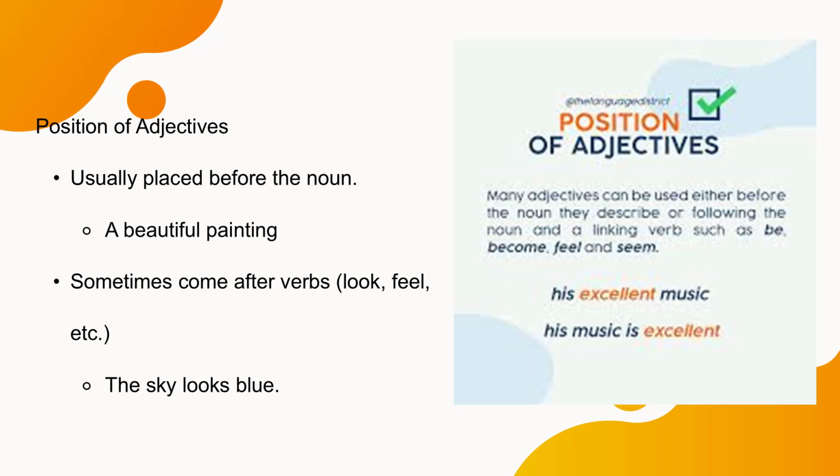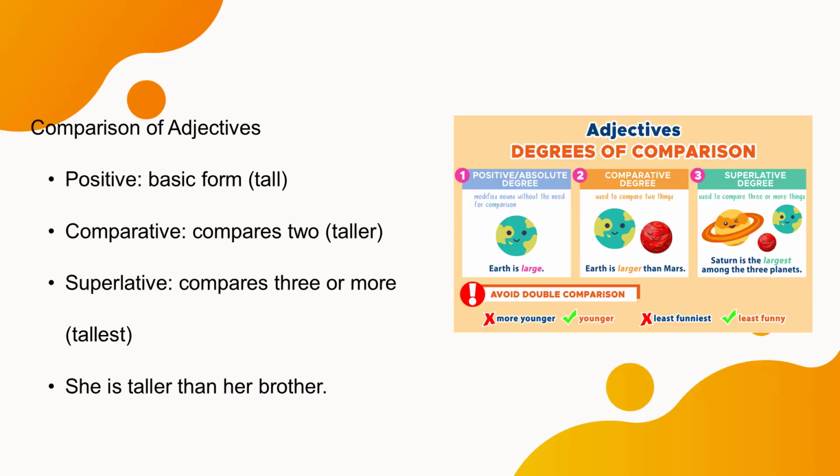Position of adjectives. Let's understand where adjectives appear in a sentence. Most often, they come before the noun, a beautiful painting. But some follow verbs like look, feel, or seem. Example, the sky looks blue. The position can slightly shift the focus in the sentence.